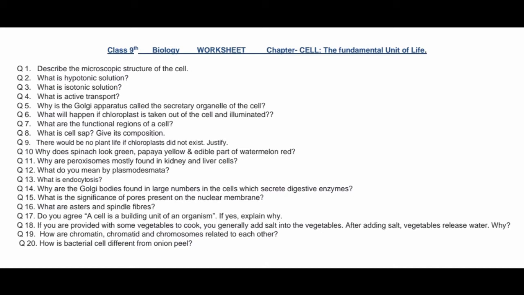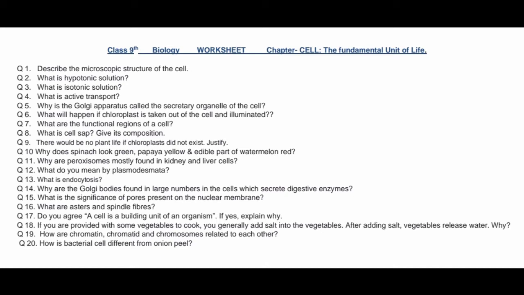Next question, what is active transport? Here, active transport is the one in which energy is required. So we can say it is the movement of molecules across a membrane in a cell against a concentration gradient with the help of ATP. ATP you can say is another name of energy. ATP full form is adenosine triphosphate. So it is active transport because ATP is involved here.